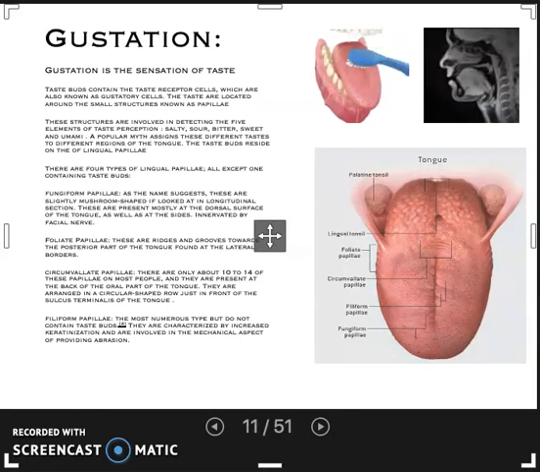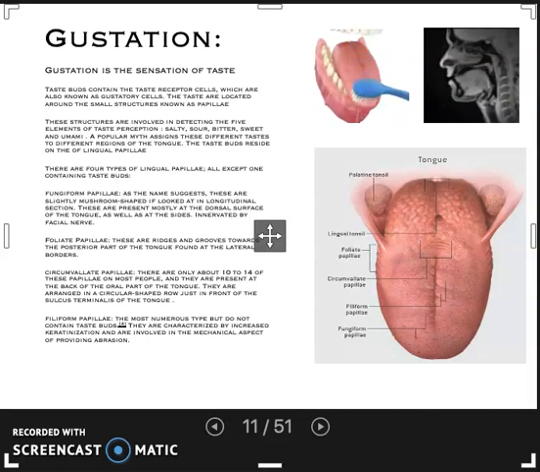So the tongue is responsible in large part for the sense called gustation. And gustation is the sensation of taste. And so you have these little taste buds that cover the tongue. They're also called gustatory cells, and they're located in these protrusions called the lingual papillae. Now, there's 5 elements of taste perception: salty, sour, sweet, bitter, and last but not least is umami. That's that savory flavor, that chicken soup flavor that's really the neurotransmitter glutamate.